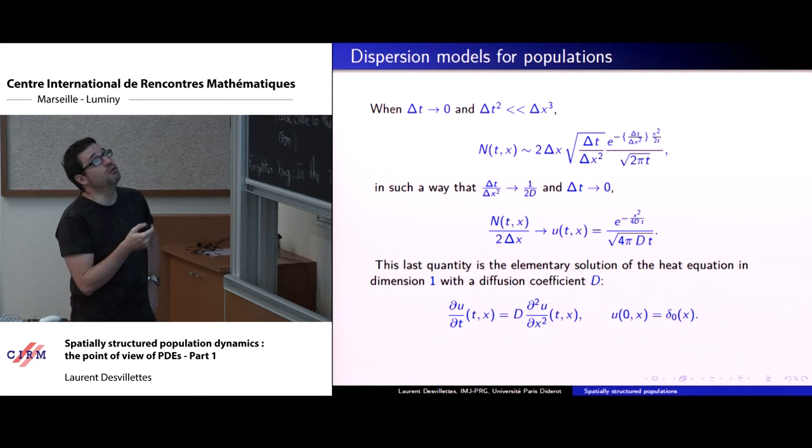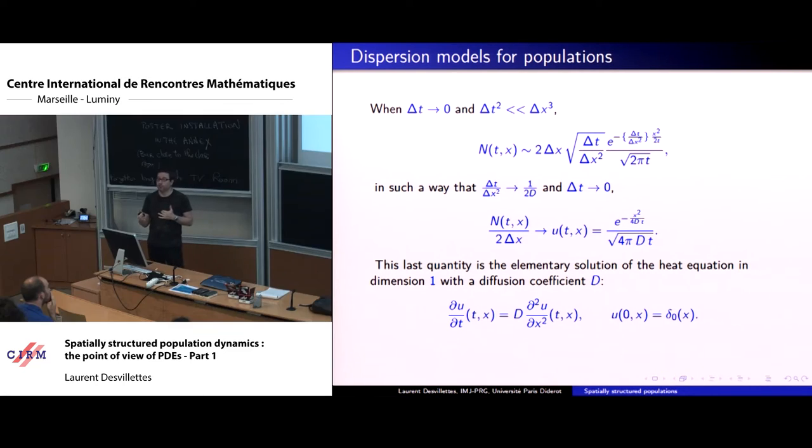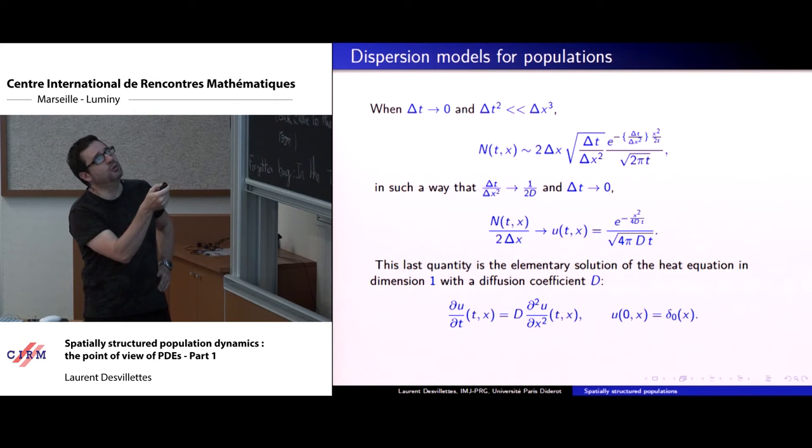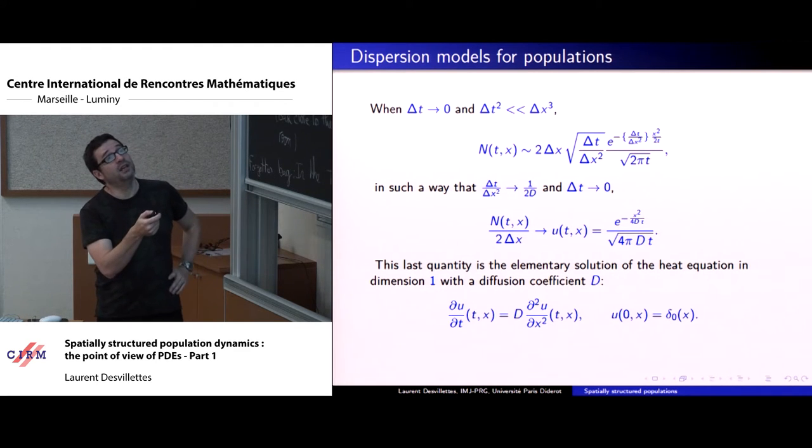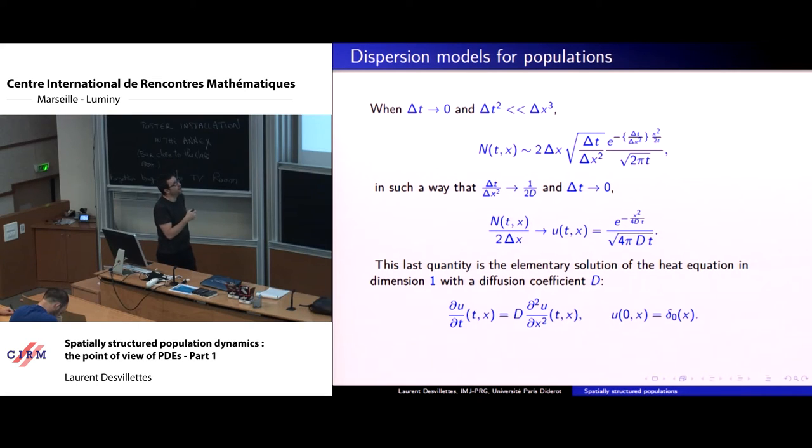And so now, instead of writing it in terms of p and q, which are the number of time steps and the points on the lattice, you write it in terms of time and space, and this corresponds to taking the time step to the square less than the space step to the third. What you can show is that n of t x is exactly this quantity here, the same as in the previous slide, except that p is changed into t divided by delta t, and q is changed into x divided by delta x.